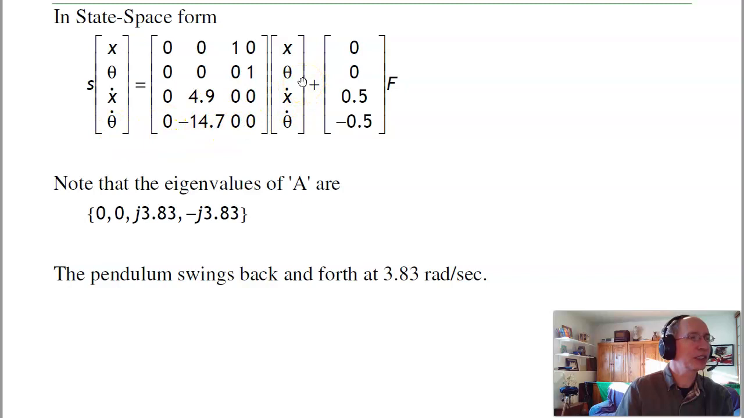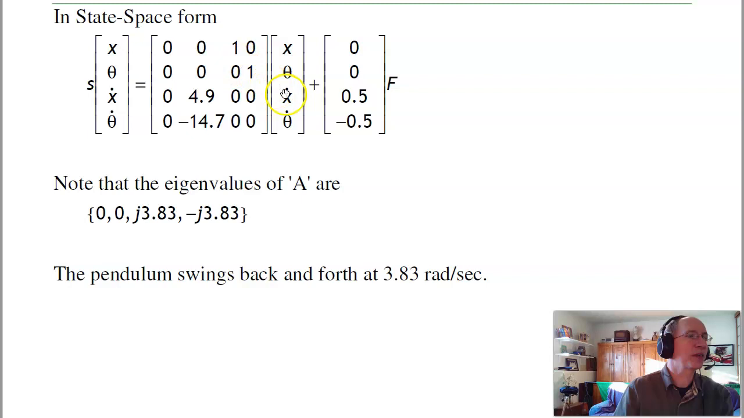The top two rows just say my states are x, theta, x dot, theta dot. That's your potential energy, kinetic energy. The derivative of x is the third state. Derivative of theta is the fourth state. That's the first two rows. And the bottom two rows are the dynamics.